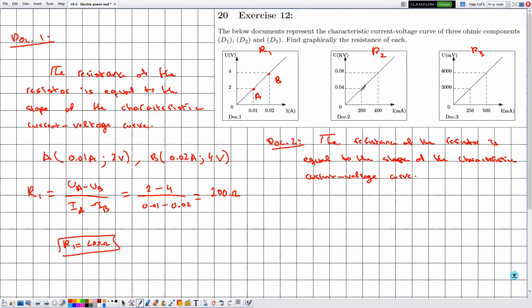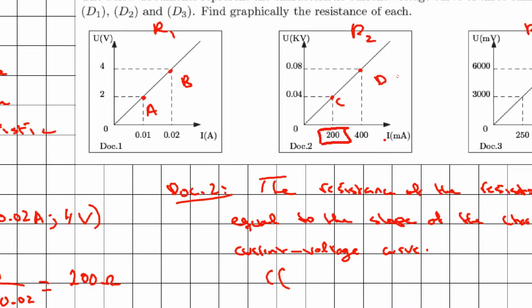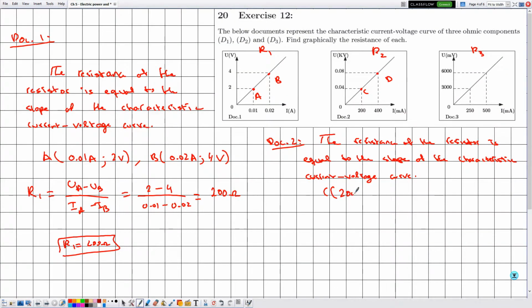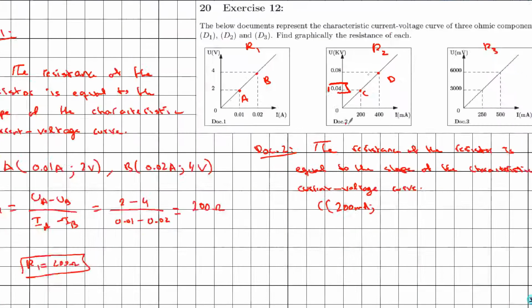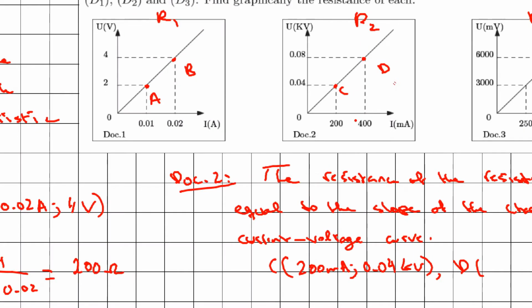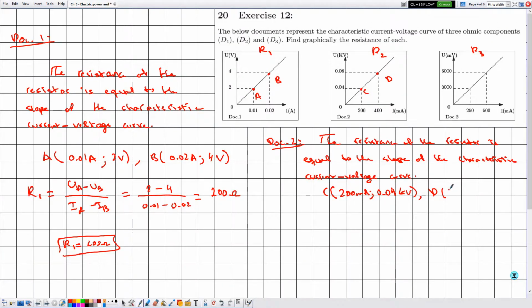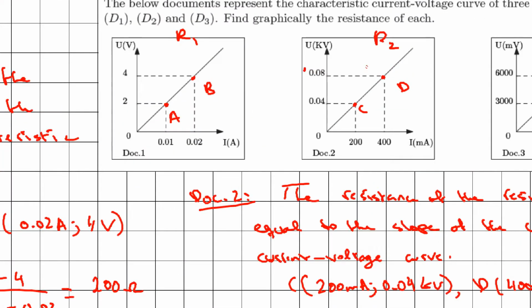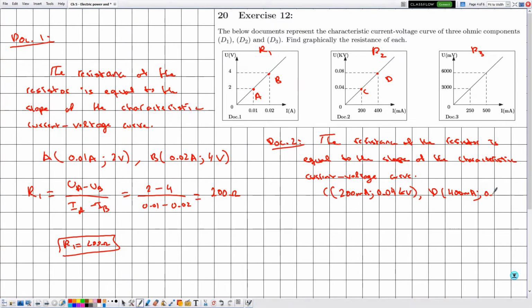Now let's choose 2 points. So suppose that this is the point C and this is the point D. What are the coordinates of the point C? C is given by 200. Notice that here the unit is given by milliamps, and the voltage is given by 0.04 kilovolts. As for the point D, it is given by 400 milliamps, and the voltage is given by 0.08 kilovolts.